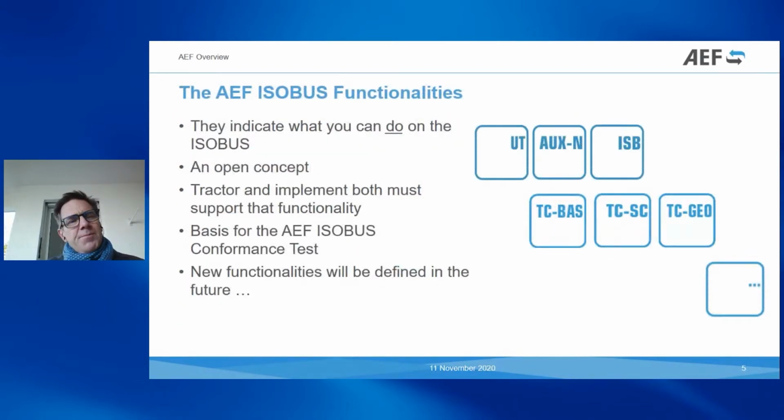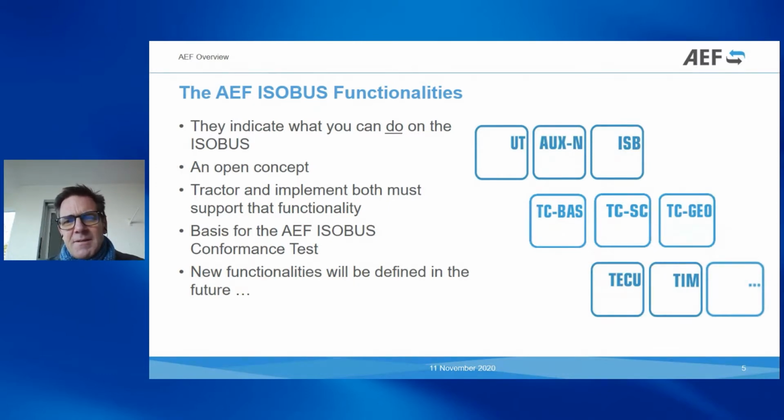So hopefully you're aware of this whole functionality concept, and that was really one of the first things that the AEF wanted to do: how can we make isobus simple to understand? The idea being here that if we talk about isobus in terms of functionalities, if you see this function on a tractor, you see this function on the implement, you know that there is, if you like, a shared functionality on the isobus, and you should be able to use that function between that tractor and the implement. We always have the ... there because we know that there'll be more functionalities defined in the future. So it's, if you like, an open concept.